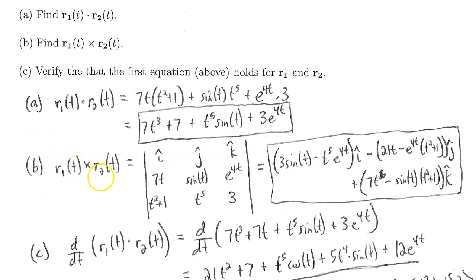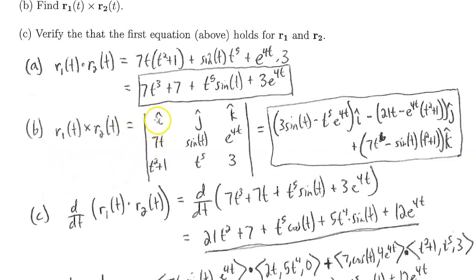Now what about r1 of t cross r2 of t? Well, remember, to do the cross product, we take the determinant of this matrix. So we're going to put i, j, k across the top. r1, remember, was 7t, sine t, e to the 4t. r2 was t squared plus 1, t to the 5th, comma 3. So let's do i times the determinant of this. It would be sine t times 3, or 3 sine t, minus e to the 4t times t to the 5th, or t to the 5th times e to the 4t. That thing is the i component. Then minus a certain determinant times j, and then plus a certain determinant times k. You can work it out. Turns out this is what you get.